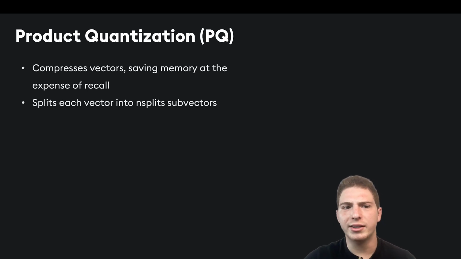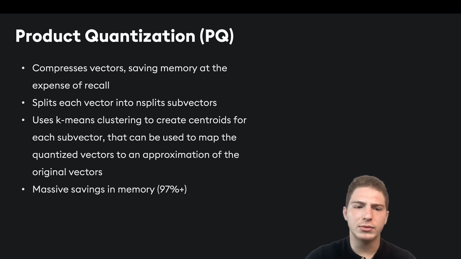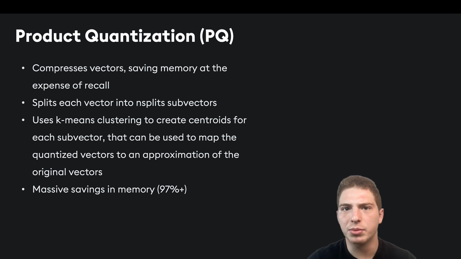And how this works in practice is we split each vector into n splits subvectors, and then we use k-means clustering to create centroids for every subvector. And these centroids can be used to map the quantized vectors into an approximation of the original vectors. And this gives us massive savings in memory, 97% plus.